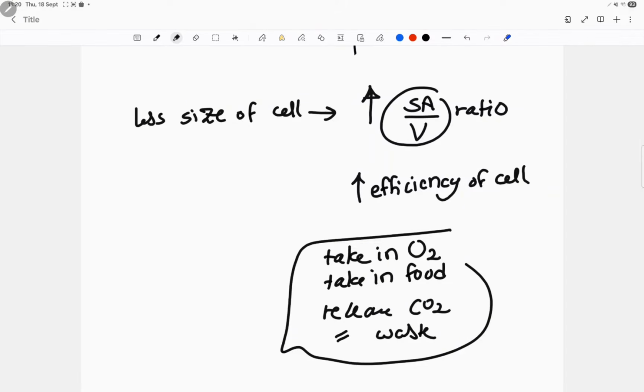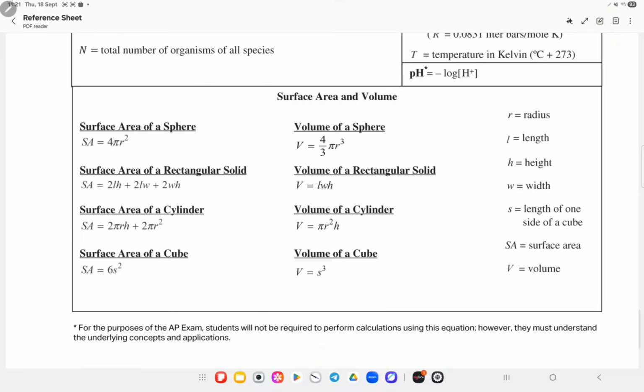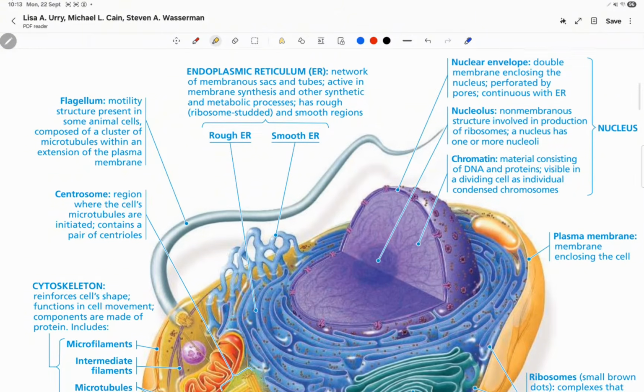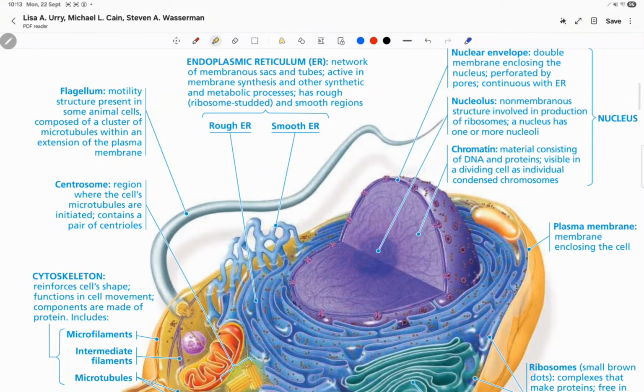How will this come up in the exam? Let me show you. You see here, they gave us the equations for the surface area and the volume of a sphere, a rectangular solid, a cylinder, and a cube. Here we have an animal cell. Okay, and as we can see, we have the endoplasmic reticulum, which comes in two parts, either rough or smooth. If it's rough, it's carrying the ribosomes on it. If it's smooth, there are no ribosomes on it.